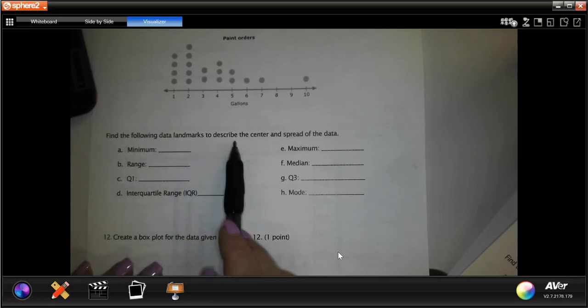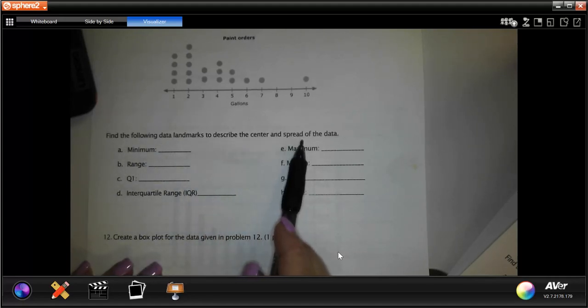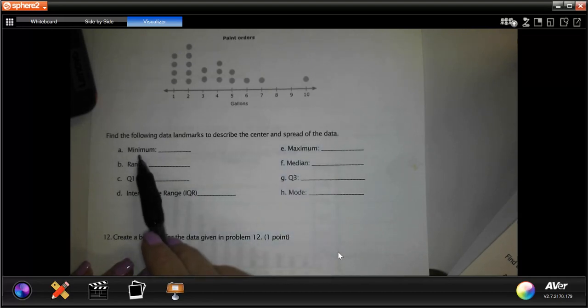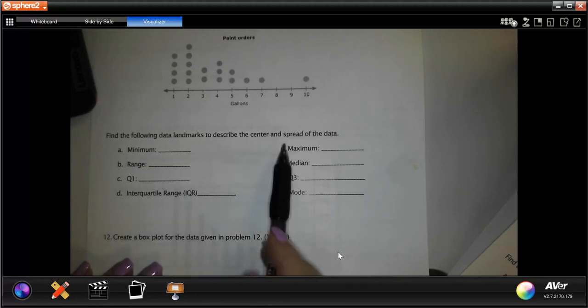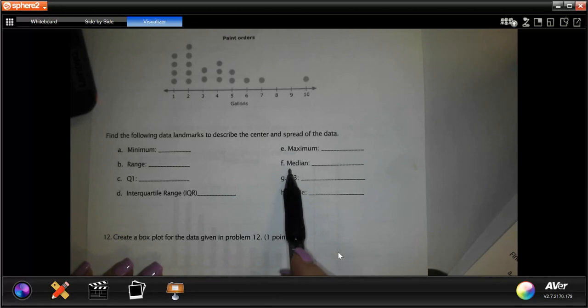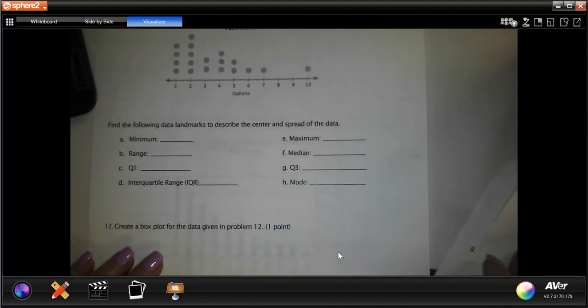Find the following data landmarks to describe the center and spread of the data. A is your minimum. B, range. C, Q1. D, IQR or interquartile range. E is your maximum. F is your median. G is Q3 or quartile 3. And H is the mode. Pause your video and find the answer to A through H.